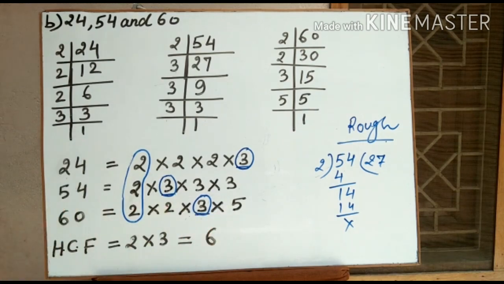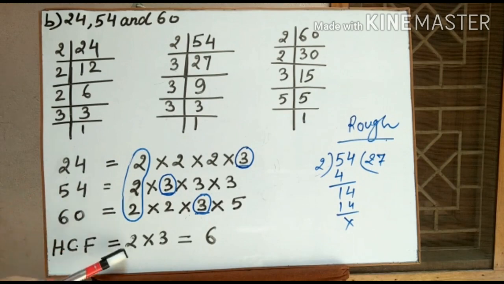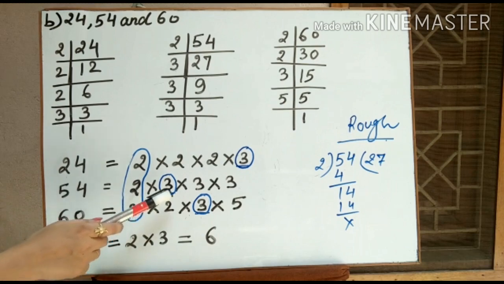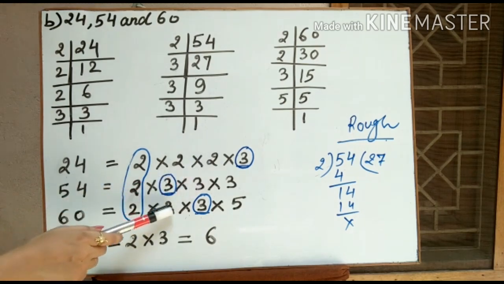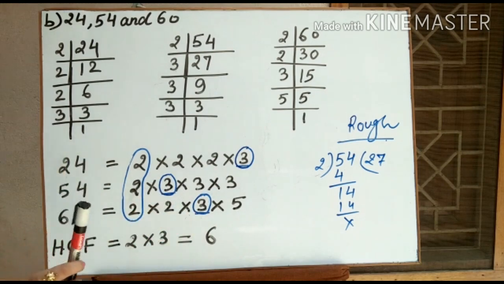Now we will find the HCF. HCF means highest common factor. You can see the first 2 is common in all numbers. So we will write 2 here. Next 2 is not a factor of all numbers. And this 2 is also not a factor of all numbers. Now this 3 is a factor of 24, 54 and 60 also. So we will write 3 by putting a multiply sign in between. 2 into 3 is equal to 6, and 6 is the HCF of 24, 54 and 60.